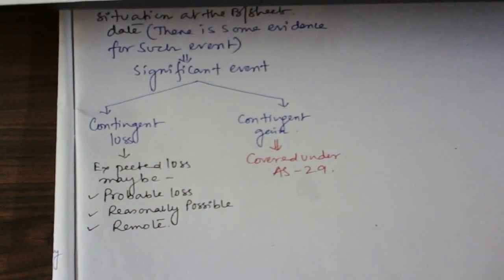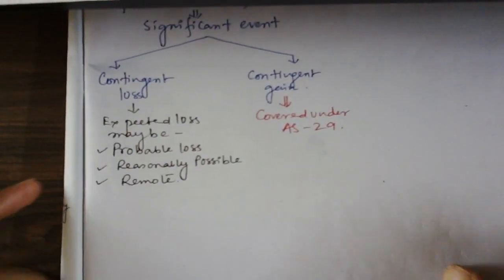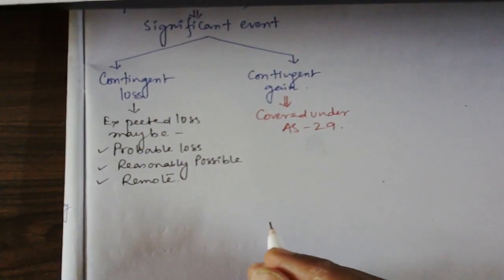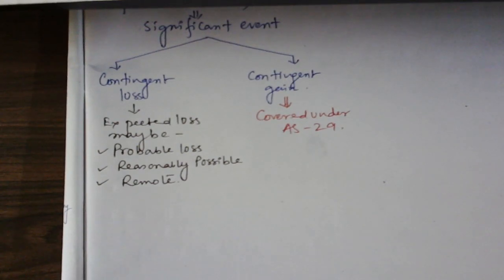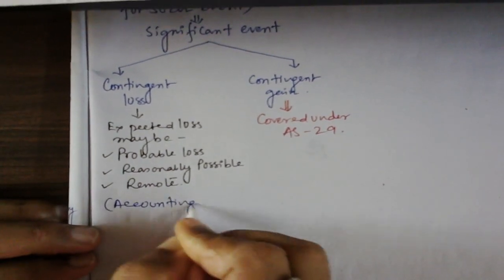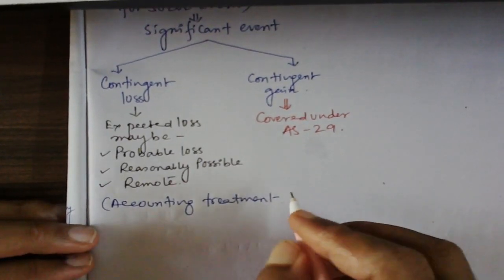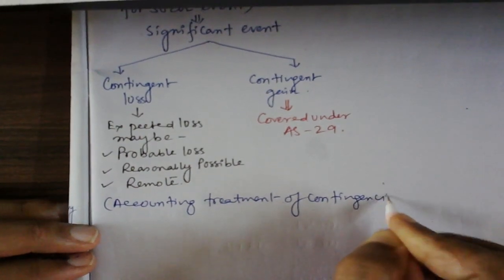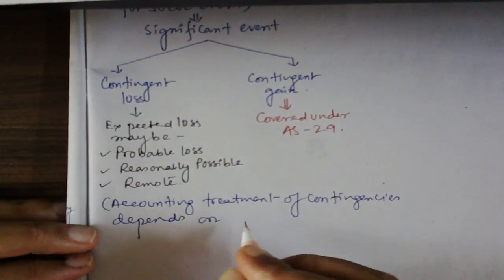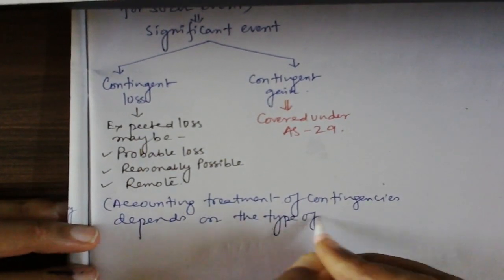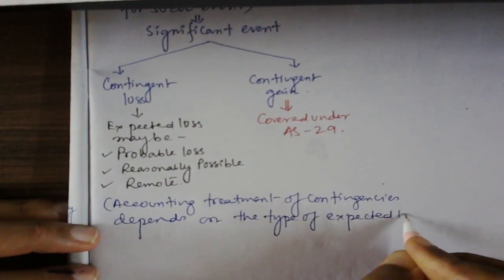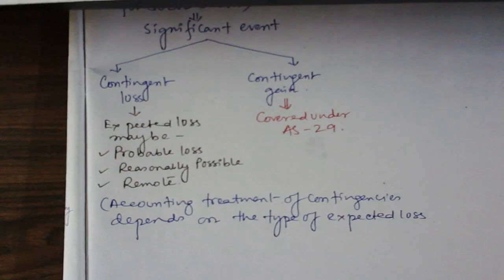So, chaliye dekh lete ek baar. Guys, we need to understand, there are three cases I have written down. Based upon this, I am going to get down the points here. Number one, accounting treatment of contingencies depends on the type of expected loss. That is the point. Please note it down. Note kar lijiye isko.